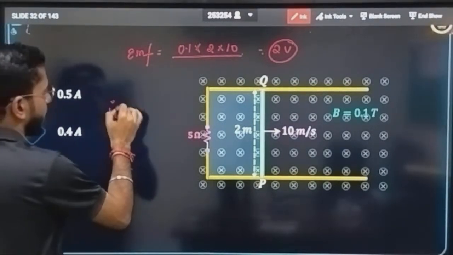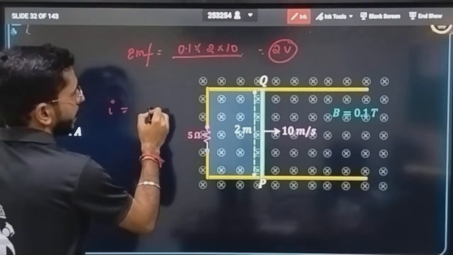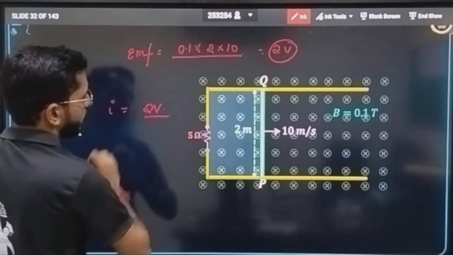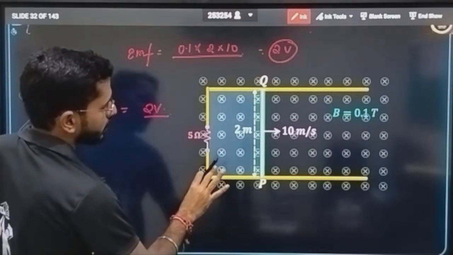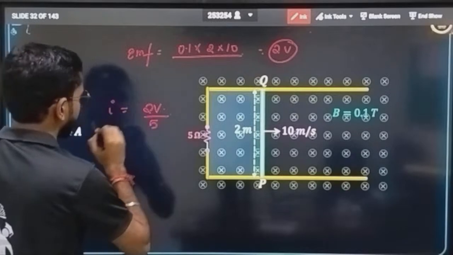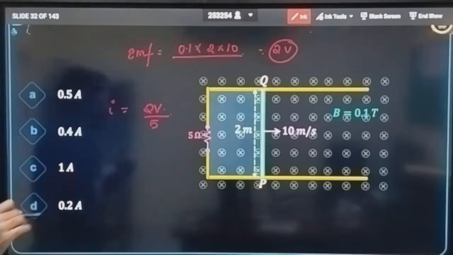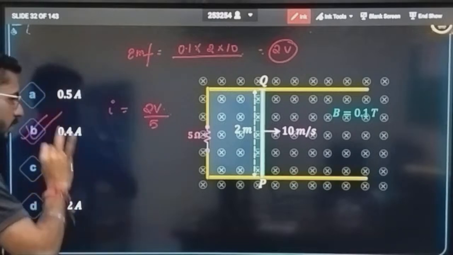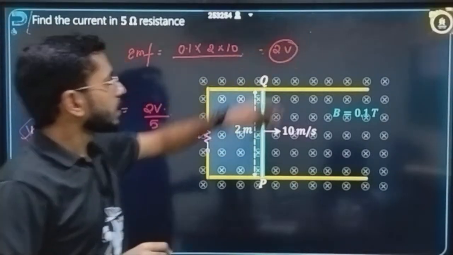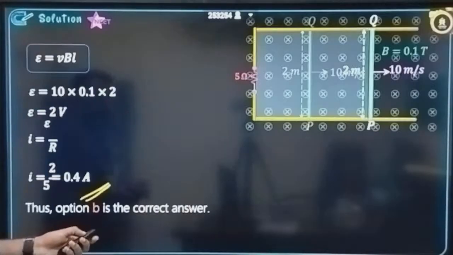Now if you have to calculate current, how will you calculate it? The net EMF present, that is 2 volt, divided by nothing else but the resistance, which is given as 5. 2 divided by 5, what will we say? I guess 0.4 should be the correct answer if you have not made any calculation mistake. So according to us, option B is the correct answer.